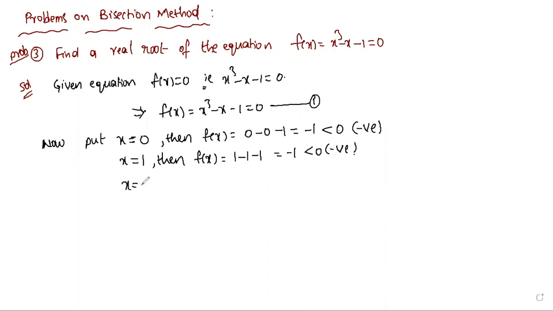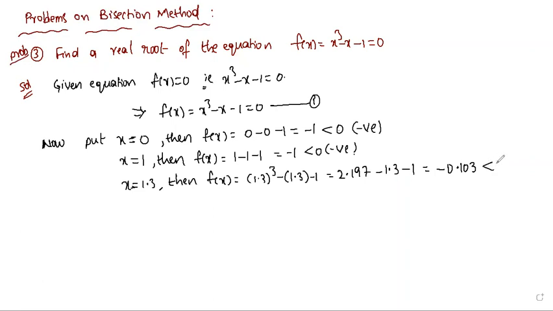Put x is equal to 1.3, we can take whatever we like, no problem. Then f of x is equal to 1.3 whole cube minus 1.3 and minus 1, that is equal to, I have a calculator, so 2.197 minus 1.3 minus 1, that is equal to minus 0.103 is less than 0.